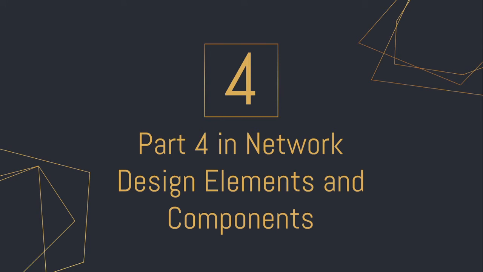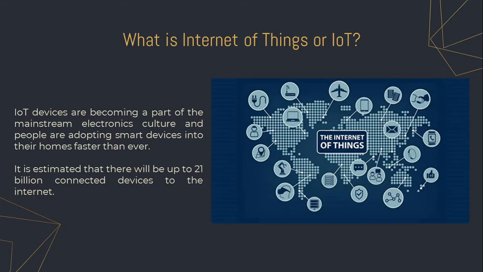Okay, so let's proceed to part 4 in network design, elements, and components. So we have here IoT, or Internet of Things. IoT enables your organization to analyze and act on data, allowing you to make smart decisions in real time, with the timely and relevant insights about your business and customers that can come with these new sources of data. There is great potential for industries of all kinds, including manufacturing, transportation, energy, agriculture, retail, and government, to operate more efficiently and provide new value to customers by implementing the right IoT solution.